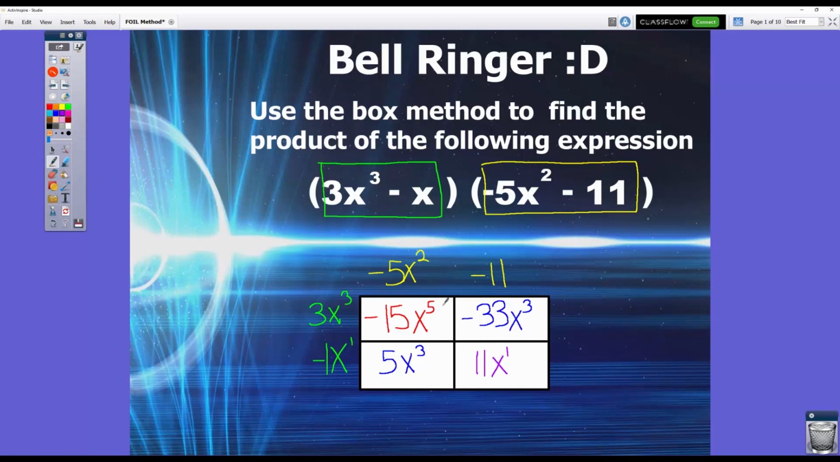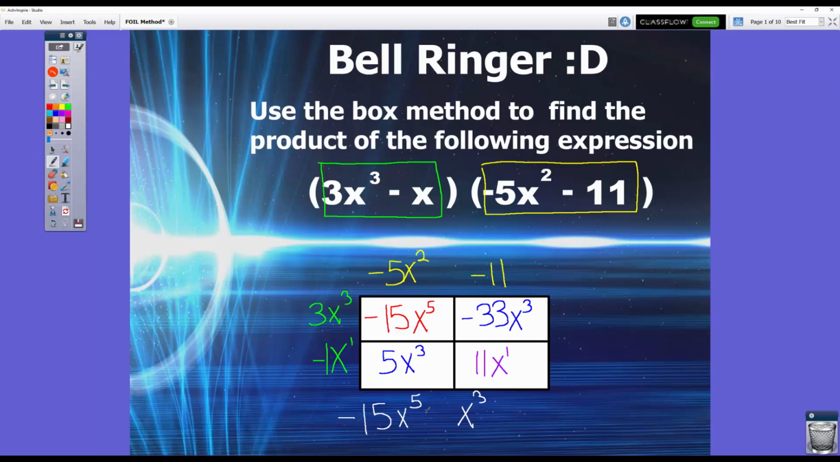And now we're going to write our answer, combining like terms along the way, but also making sure that our term with the highest degree is in the front, and then our term with the lowest degree is in the back. So we have negative 15x to the power of 5. We're going to combine these two together. Okay, so we're going to have x to the power of 3, and then because we're combining like terms, we're just combining the coefficients. So we combine those together.